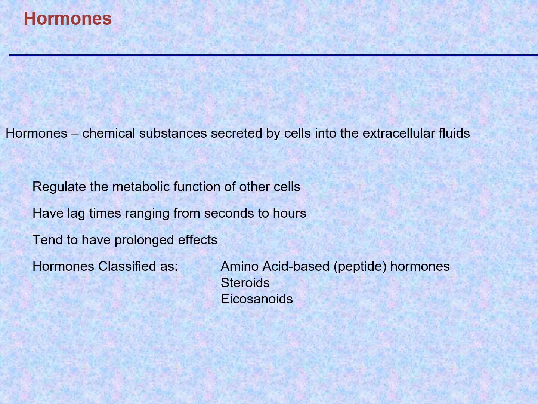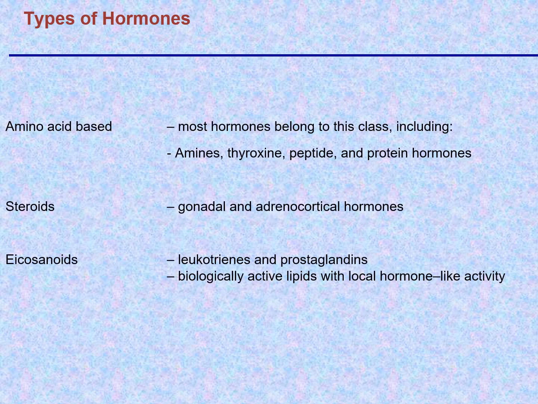Even though they're all called hormones, there are quite a few drastically different types of molecules that have hormonal function, and these include amino acid based peptide hormones. Small proteins are called peptides, and they're made up of amino acids. And also steroids, some of the hormones are steroids, some are eicosanoids. The amino acid based ones, in other words protein type hormones, cover most of the hormones.